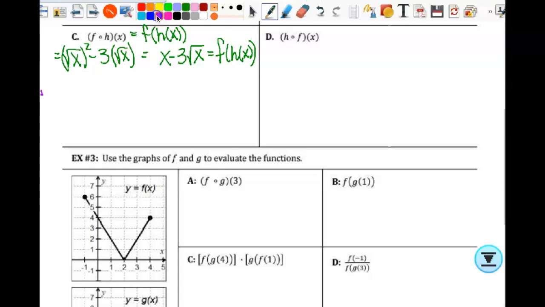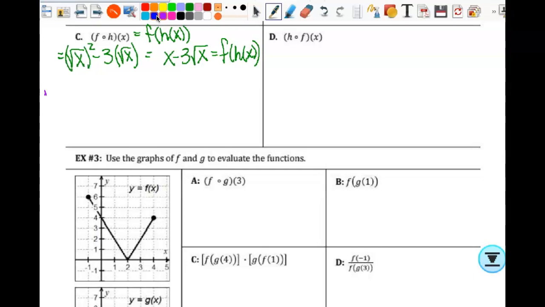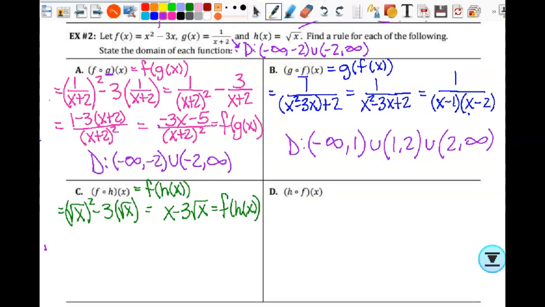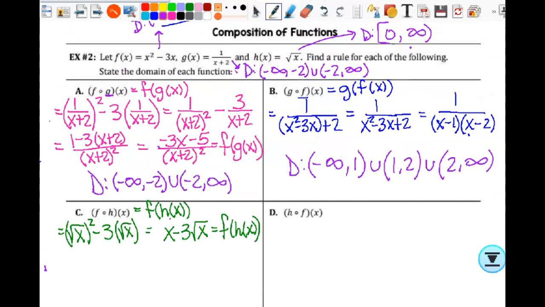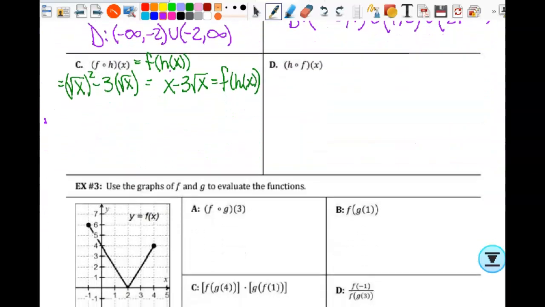So the way I look at my domain: when I look up here, my domain is the domain of h. It's the inside. The domain of h, which is this right here, so long as the outputs live inside the domain of f. The domain of f is all real numbers, so my outputs from h should live in all real numbers, right? Which tells me that that is my domain unless I need to take anything else into account. Are there any other restrictions on this?